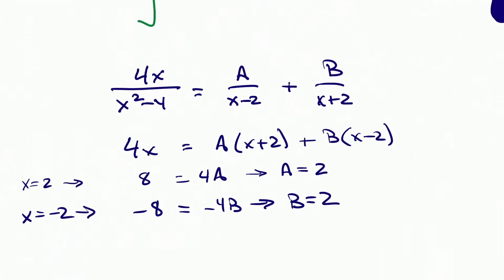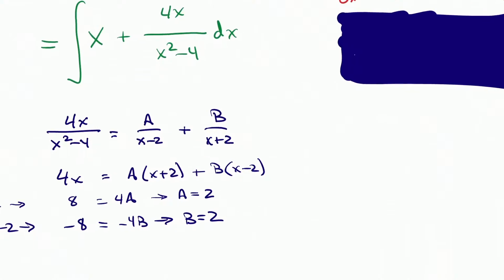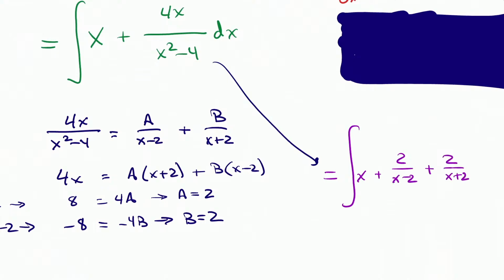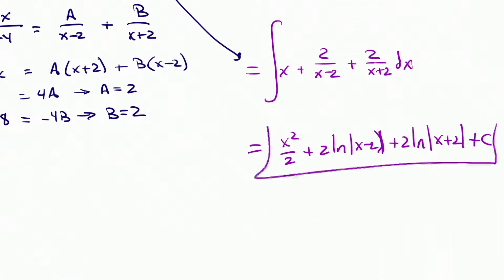Okay, and then the final step, of course, is to take this and say, okay, then this whole thing, go down here, is equal to the integral of x plus 2 over x minus 2 plus 2 over x plus 2. And then, of course, the rest of this is straightforward. Whoops, I almost blew it. X squared over 2 plus 2 ln x minus 2, whoops, plus 2 ln x plus 2 plus c. Box it up, be happy.